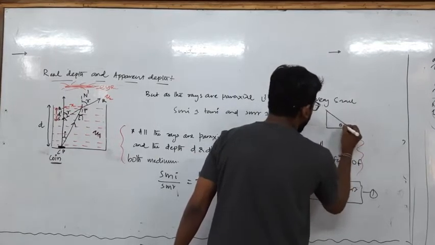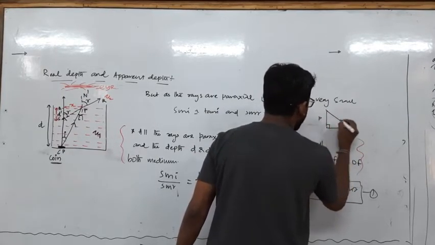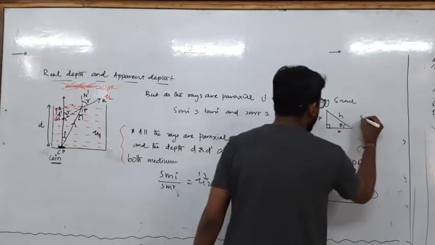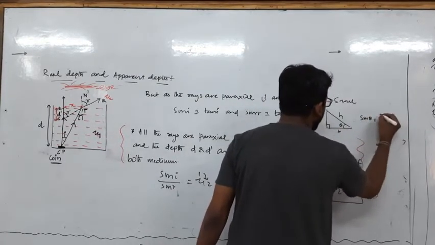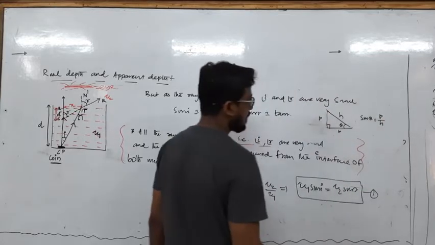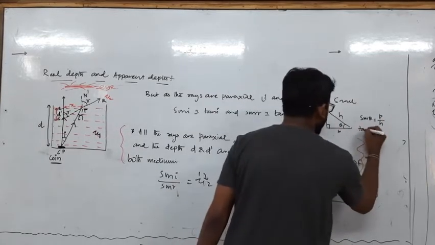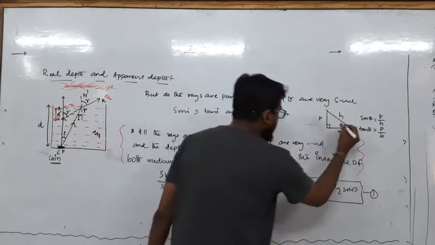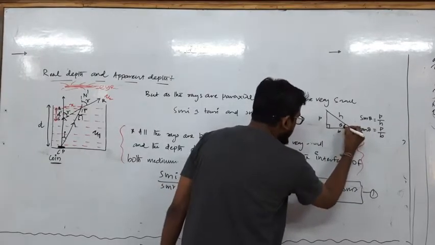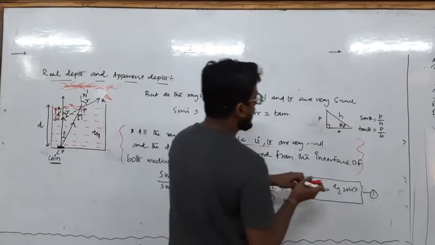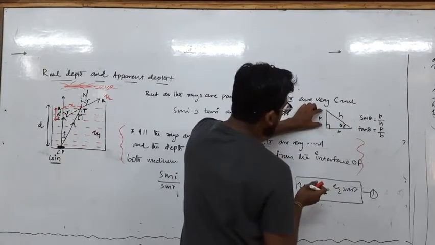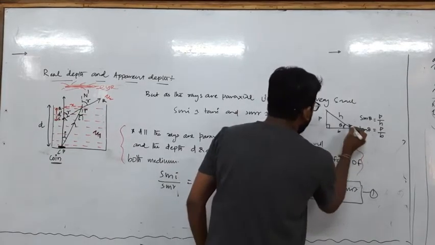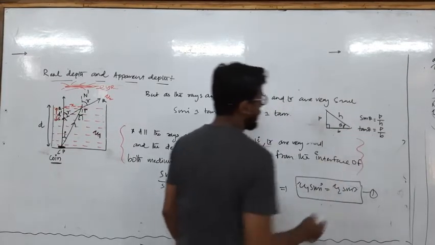if this angle is theta, this will be P, this is 90 degree, this is S, this is B. If this theta will be very small, what is sin theta? Sin theta equal to P by H, and what is tan theta? Tan theta equal to P by B. Clear? But if theta is very small, then this P value will be very negligible, and then I can write H is nearly equal to B.